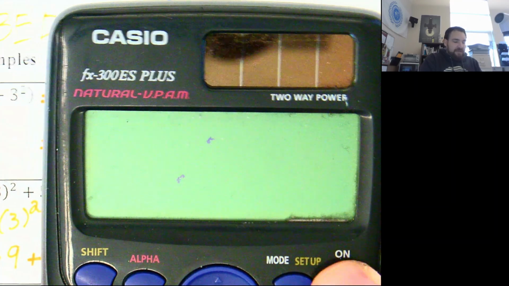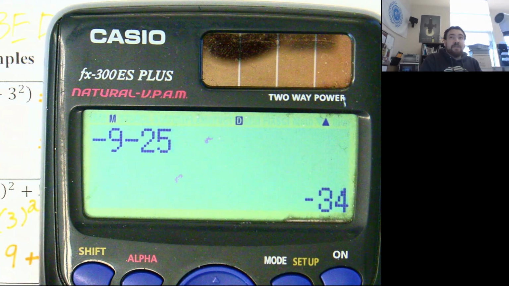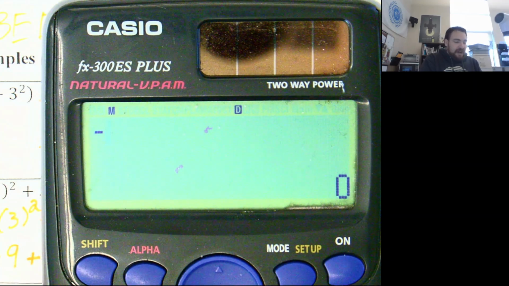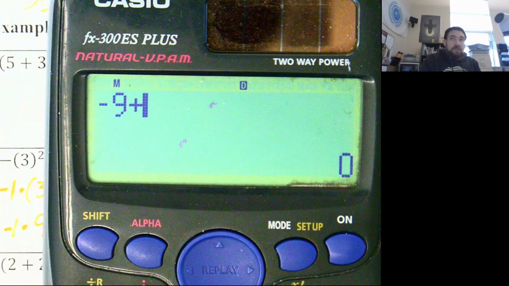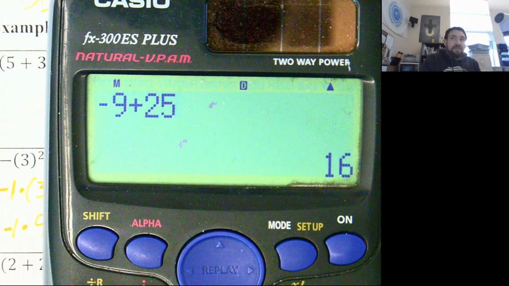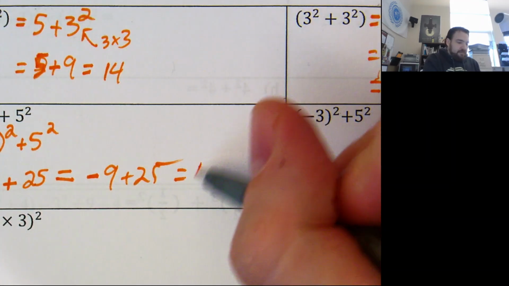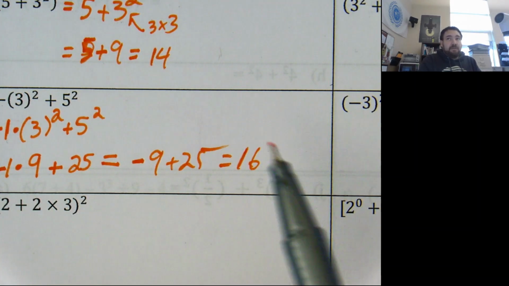Oh, no, if I had minus 9 minus 25. Oh, this calculator actually does it. Some calculators give you an error when you do that. So negative 9 plus now, what's the number? 25. 16. If your calculator gives you an error when you try to do that, you're using the wrong minus sign.